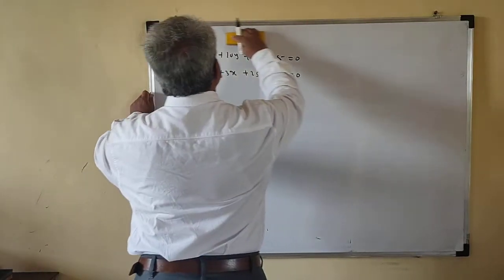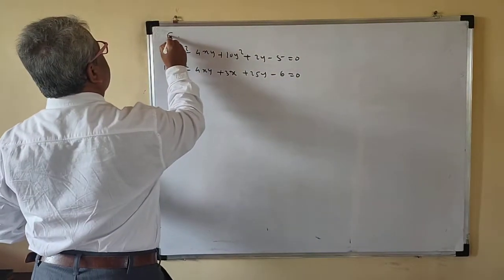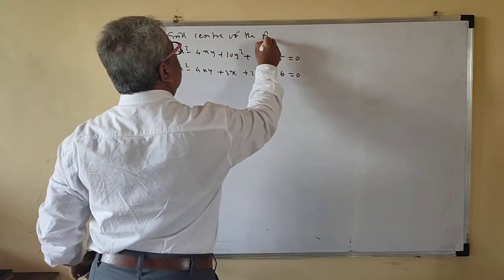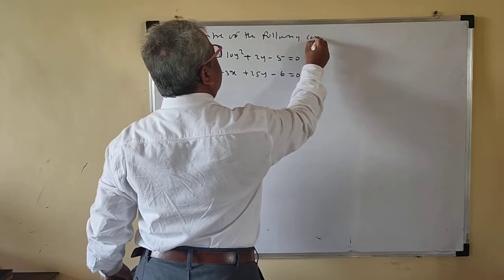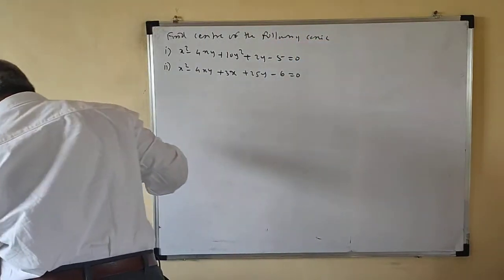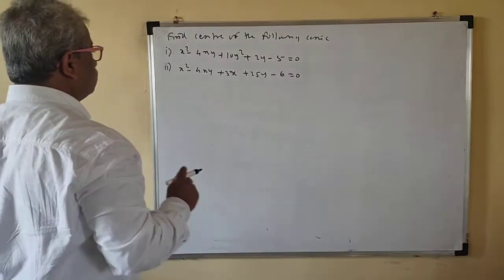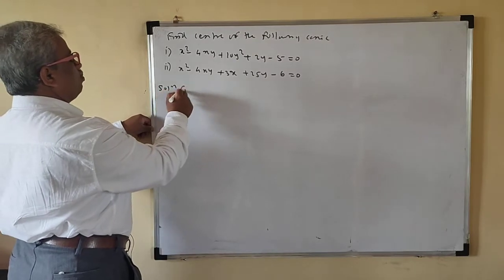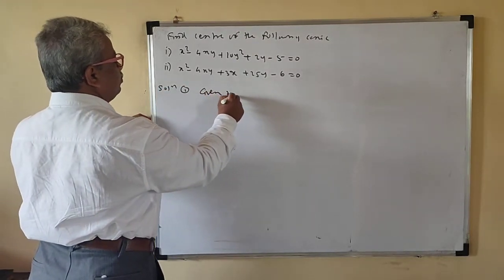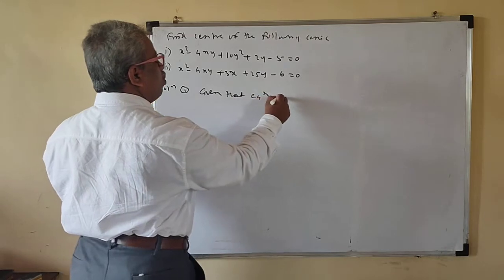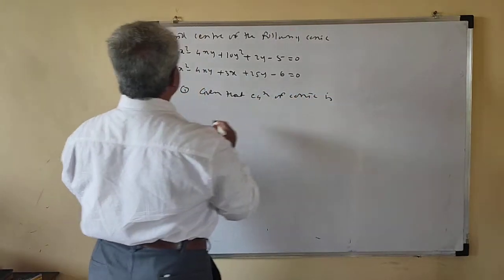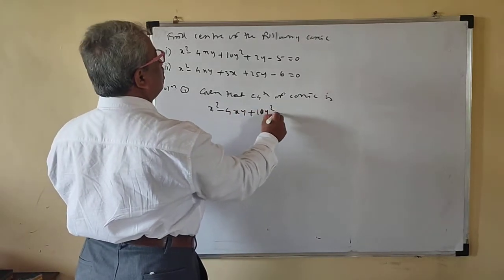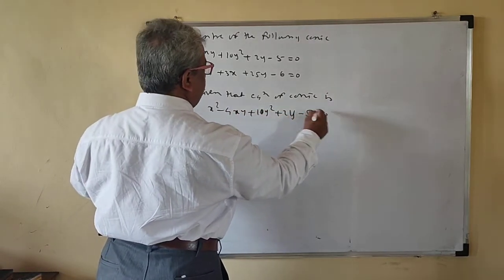Next question. Find the center of the following conic. Okay, solution of the first one. Given that the equation of the conic is x square minus 4xy plus 10y square plus twice y minus 5 is equal to 0.